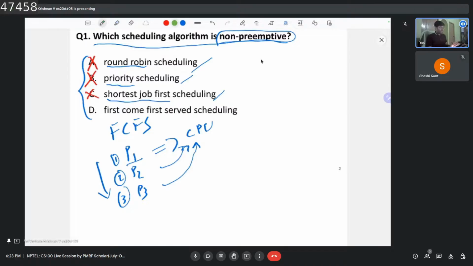So option D is the correct answer, which is a non-preemptive scheduling algorithm. It is always the first come first serve scheduling algorithm.